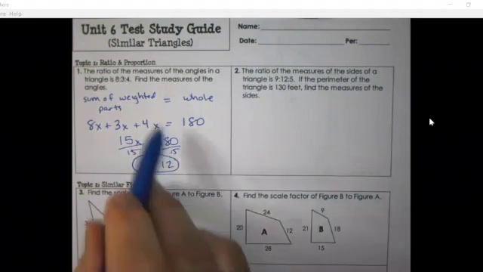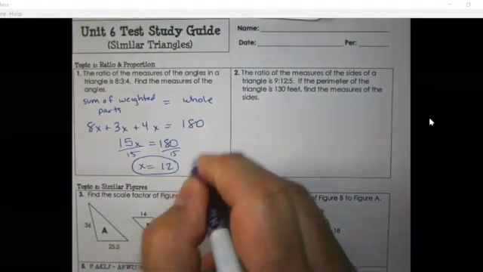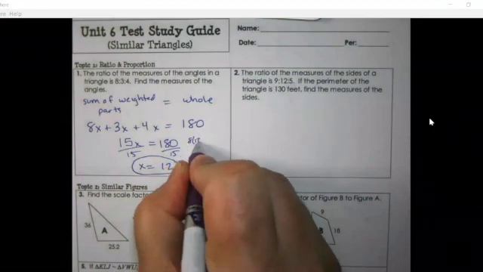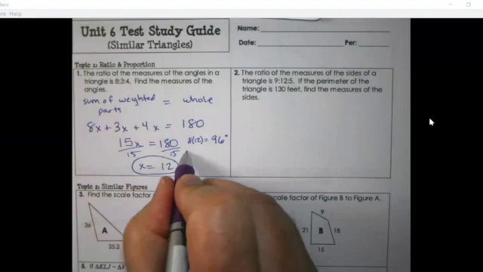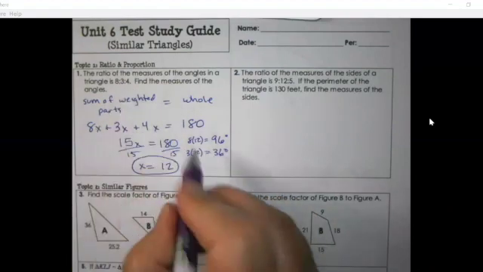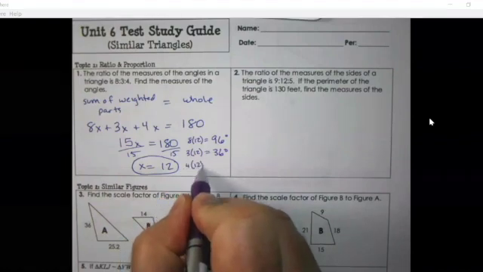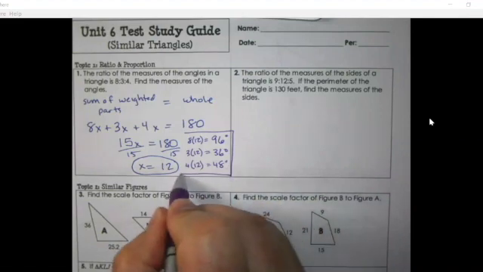But that's not the end of it because it asks for the measures of the angles. So one of the angle measures would be 8 times 12 equals 96 degrees. One of the angles would be 3 times 12 equals 36 degrees. And one of the angles would be 4 times 12 equals 48 degrees. That's truly the answer to the question.